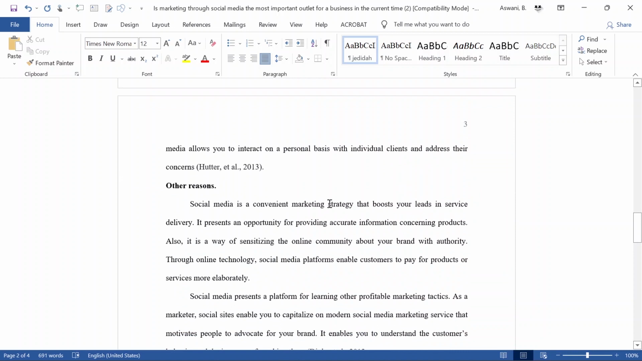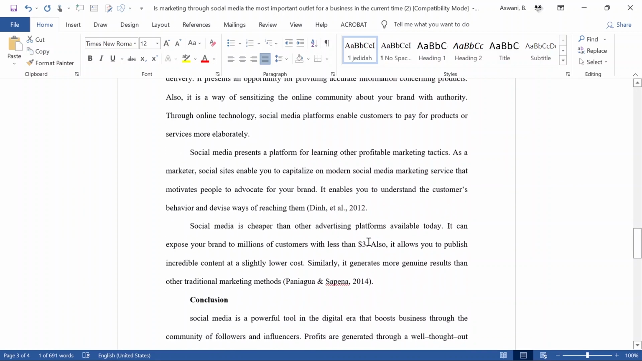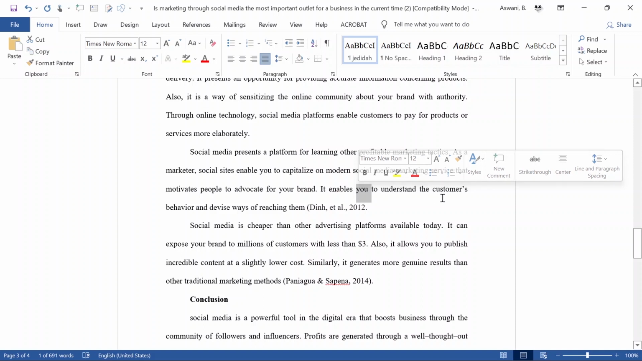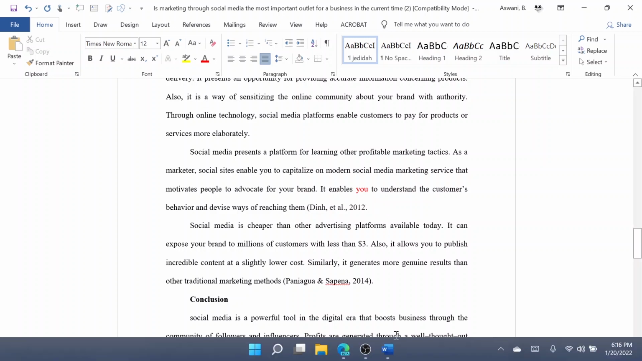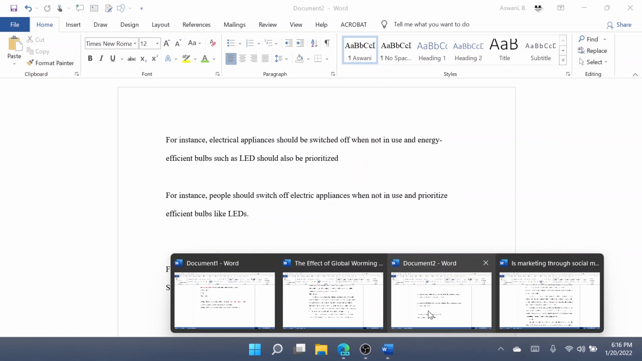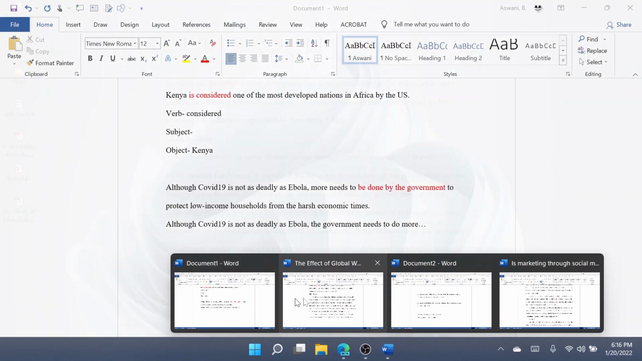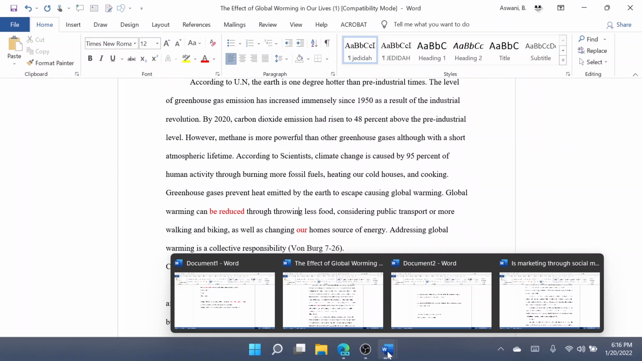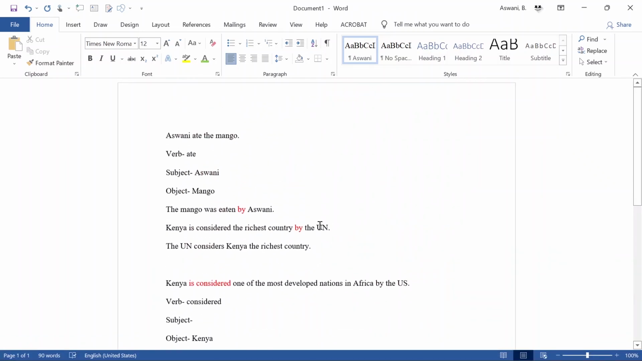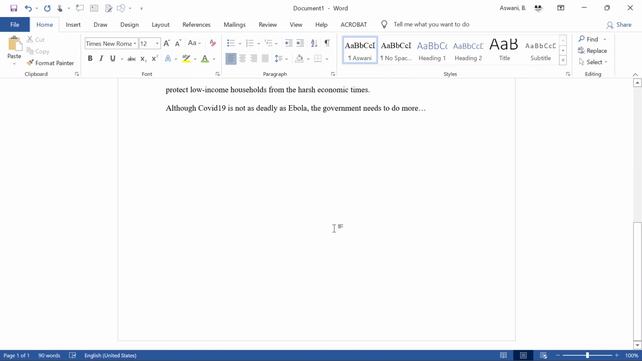You can also see social media is a community market strategy that boosts your, that is also wrong. It enables you to understand the customers. You only use you when it's a speech. You are in a conference. There are so many people there that you can relate to and you can ask them questions. But when you are doing academic writing, avoid using first and second person pronouns. So henceforth, do not use first and second person pronouns. Yeah, so avoid using first and second person pronouns.